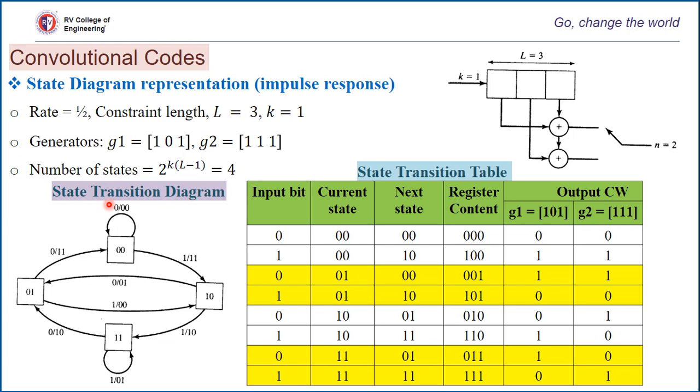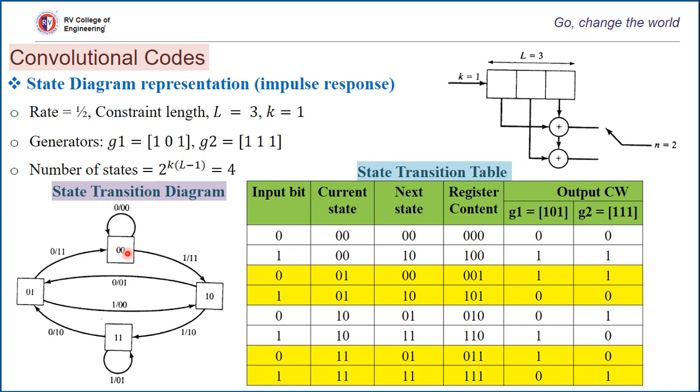So rate half indicates incoming bits by number of output bits, so it's 1 by 2. Okay, so this is one of the basic methods of representing the encoder output. This gives all the combinations in the transition table, and for a given input bit stream, you can find out what the output would be.